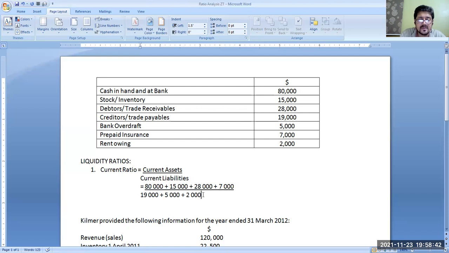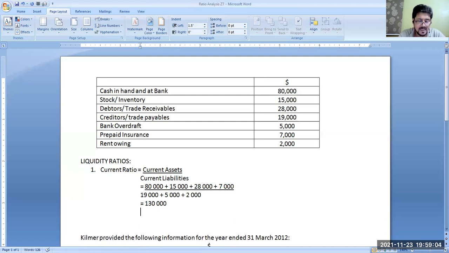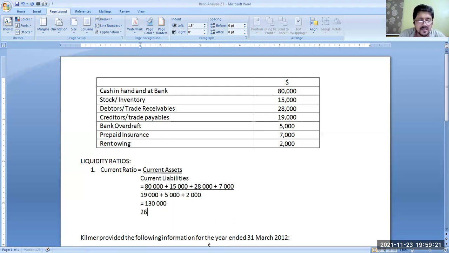Now total current assets would be 80,000 plus 15,000 plus 28,000 plus 7,000. So total current assets would be 130,000. What about current liabilities? 19,000 plus 5,000 plus 2,000. So that would make your current liabilities 26,000. Got it?